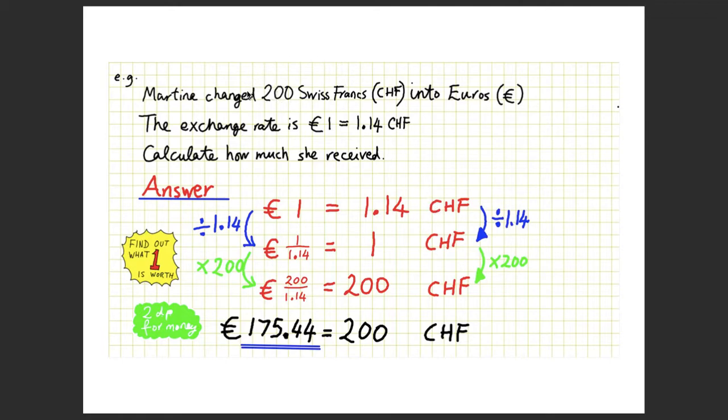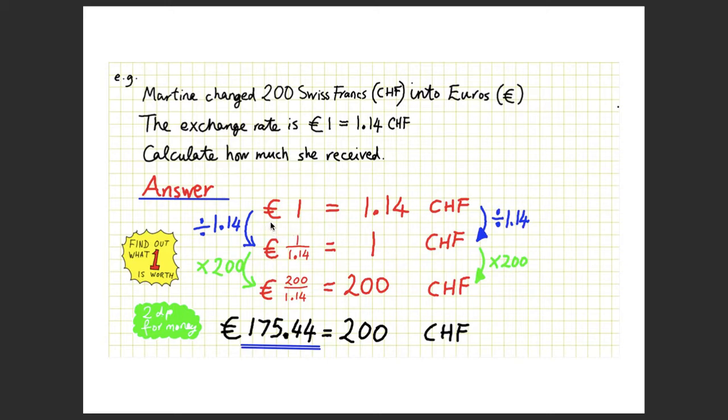But she's got 200 Swiss francs, so we'd like to know what 200 Swiss francs is worth. So it would be a good idea first to figure out what 1 Swiss franc is worth, and then we can multiply it up to figure out what 200 of them are worth. So at the moment we know that 1 euro is 1.14 Swiss francs. So to find out what 1 Swiss franc is worth, I'm going to have to divide everything by 1.14.